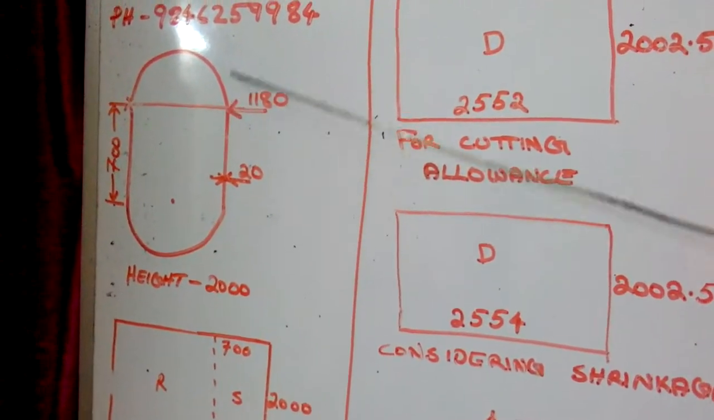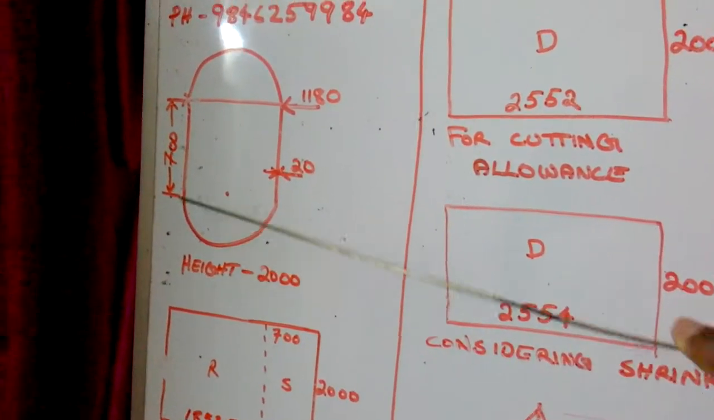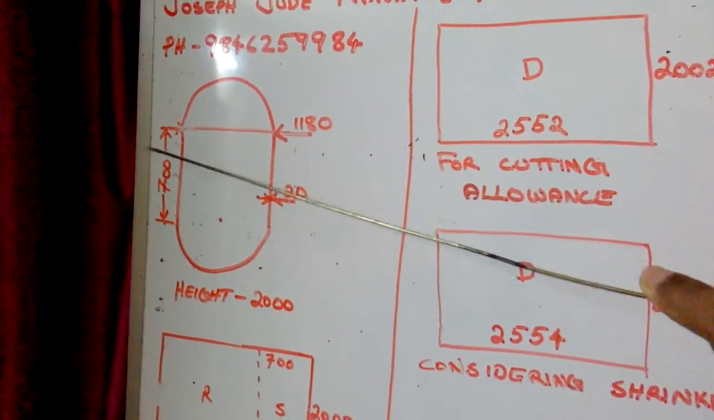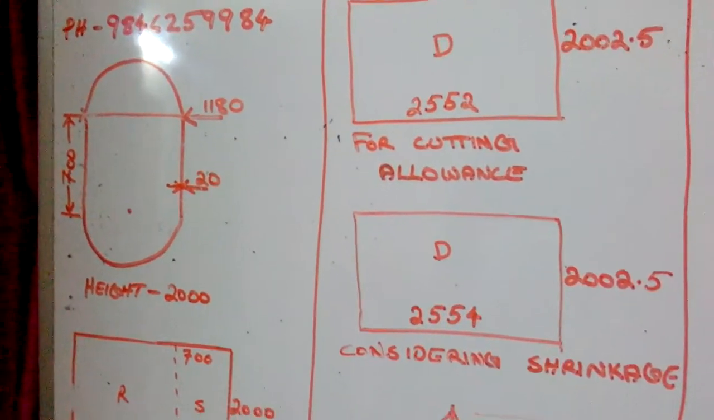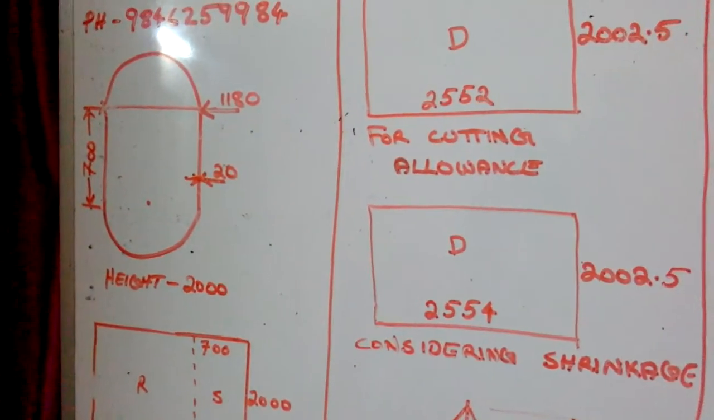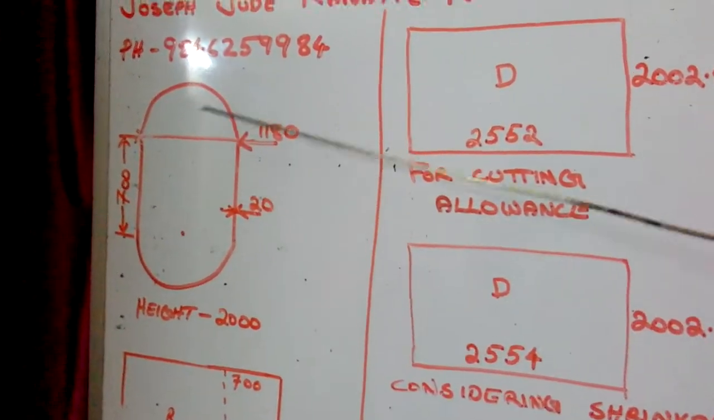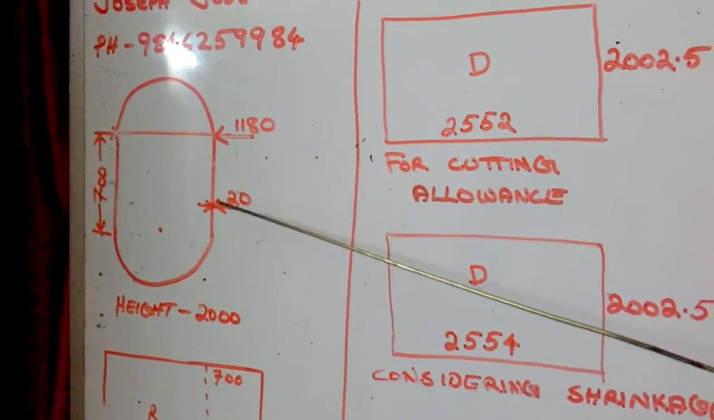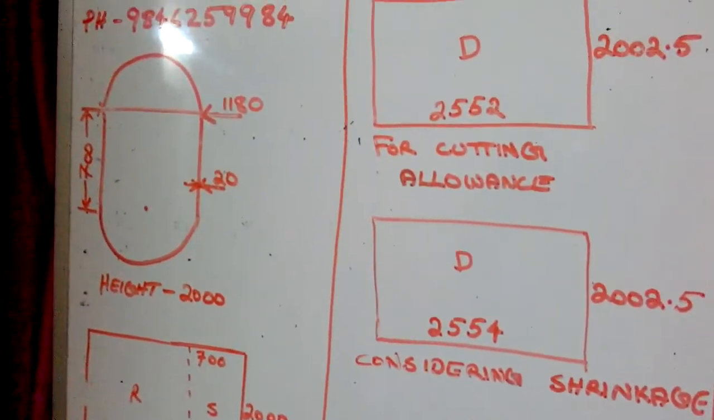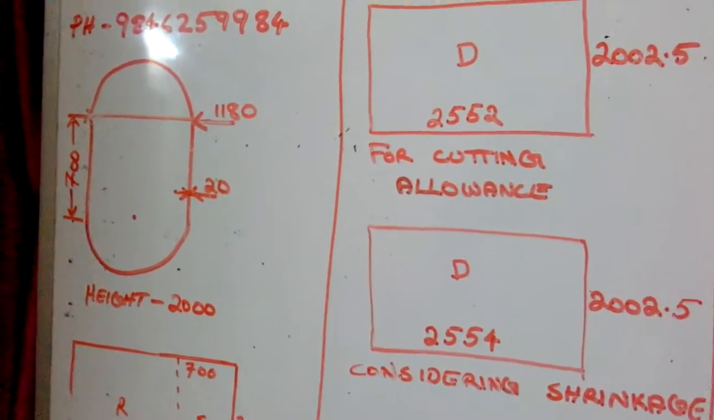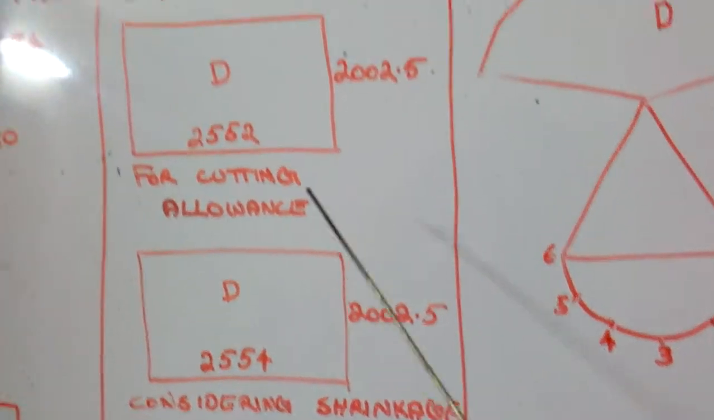It means, this is one plate and this is another plate. For this plate, 1 mm goes from here, 1 mm goes from here. So when we make the development, we have to add 2 mm more. Otherwise, when we tack it, it will be the proper measurement. 700 will be the same, 1180 will be the same, 20 will be correct, 2000 will be correct, everything will be correct. But after welding, because of shrinkage, you will lose approximately 2 mm. So you have to add 2 mm. I have added it, considering shrinkage.